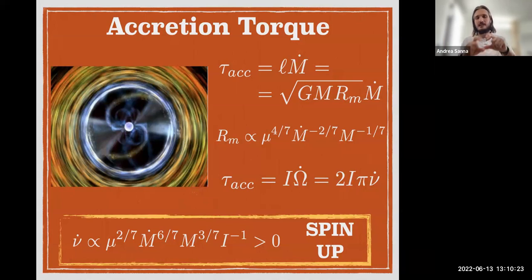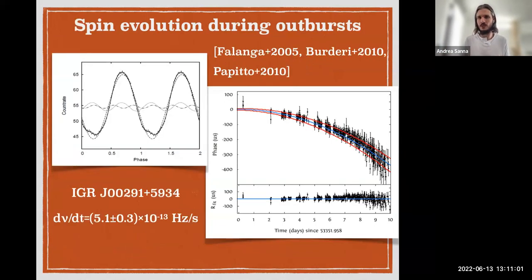So in the standard model, the last equation summarizes that, saying that how the spin will change will depend on the amount of matter you accrete, and of course the magnetic moment of the neutron star, because it's telling you where to stop matter. So the farther you stop, the larger the angular momentum left. So basically from this theory, every time you accrete matter, you should see a spin up, so an increase of the frequency of the neutron star. Is that the case, observationally speaking? Well, we have systems that do that.